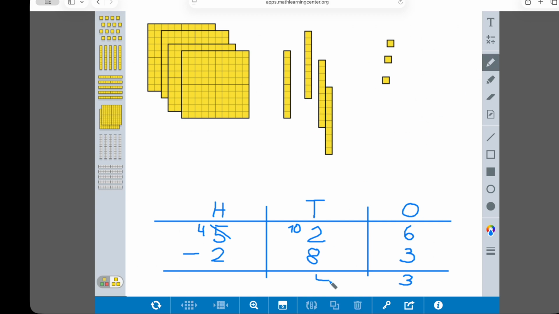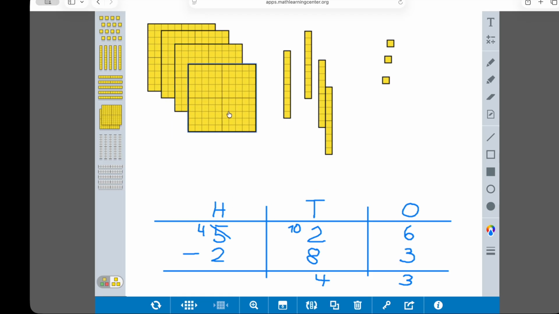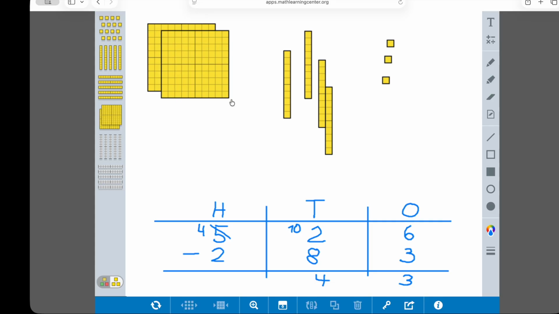Perfect. On to the final step. The hundreds column. Now, we have to remember we only have 4 flats left there. We do, because we used 1 for the trade. The problem says subtract 2. Easy. I'll take 2 of those flats away, and that leaves me with 2 flats. And that's our final answer. Just read what's left on the board. We have 2 100 flats, 4 10 rods, and 3 1 cubes. The answer is 243. 243, spot on.